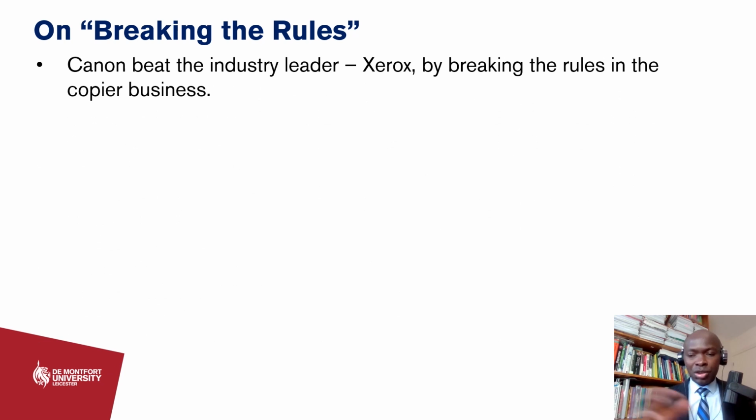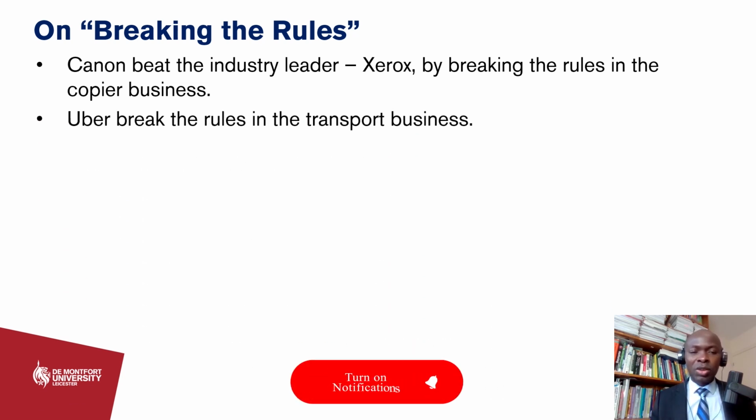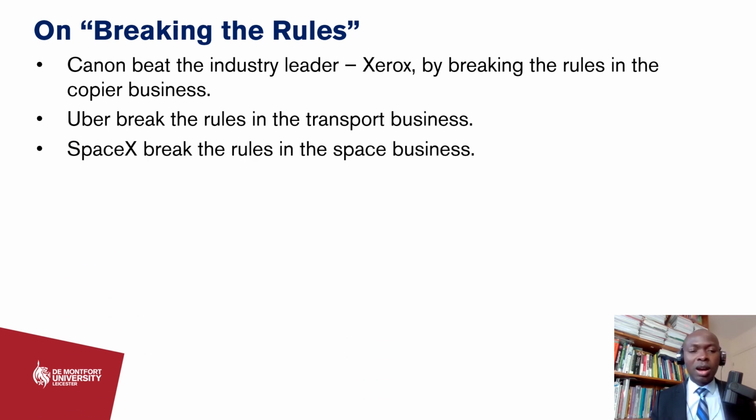Now I'm just returning to the strategy of breaking rules. Remember, I mentioned the words strategy of breaking rules. On rule breaking, for example, you're looking at how Canon beat the industry leader Xerox by breaking the rules in the copy business. You're looking at how Uber broke the rules in the transport business, and SpaceX broke the rules in the space business.